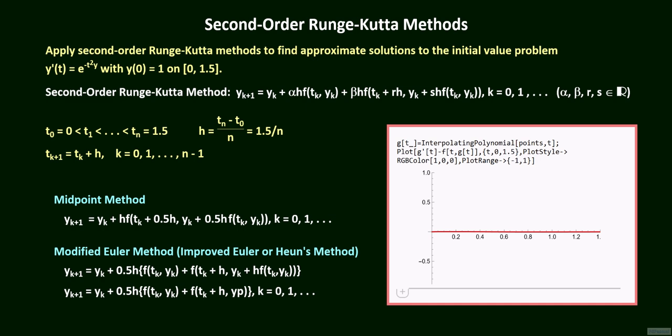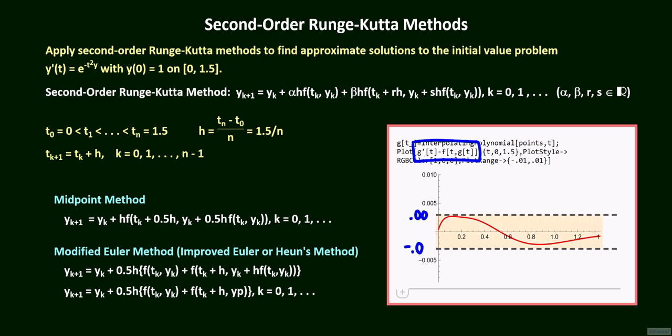From this plot, with the curve of the Lagrange polynomial lying very close, if not on, the t-axis, it looks like the polynomial does a decent job satisfying the differential equation. Let's zoom in by changing the plot range so that y lies between -0.01 and 0.01, and execute the entire code. From the graph, it seems like the absolute error of g in satisfying the differential equation, that is the maximum value of the absolute value of g prime minus f of t, g of t, seems to be less than 0.003.